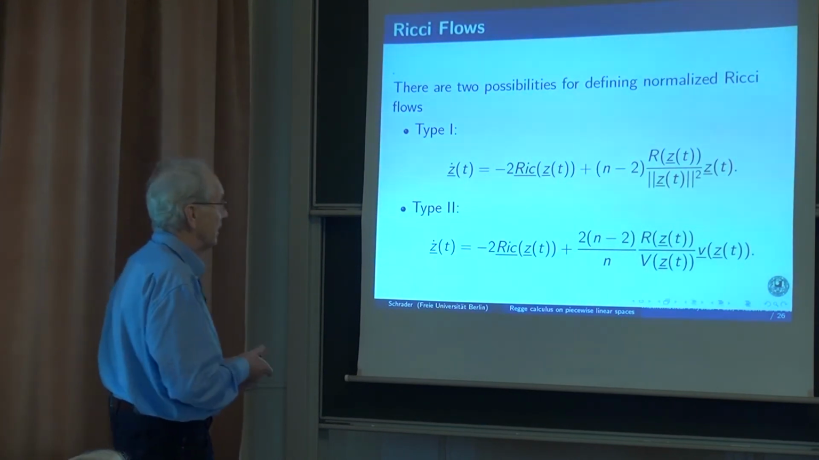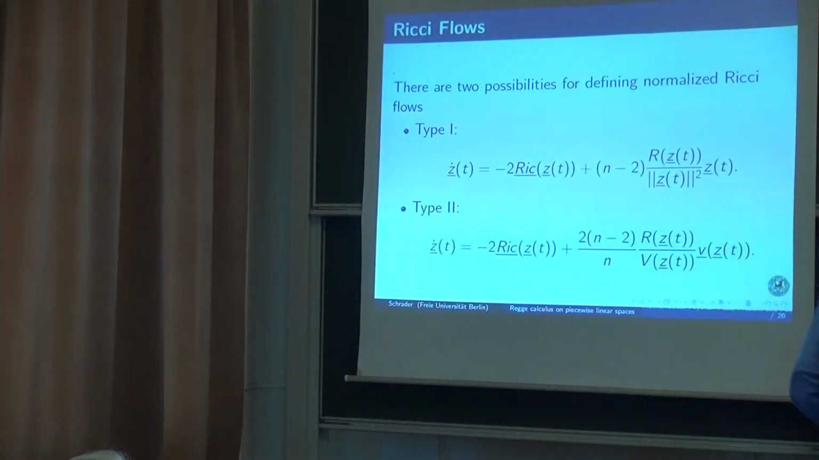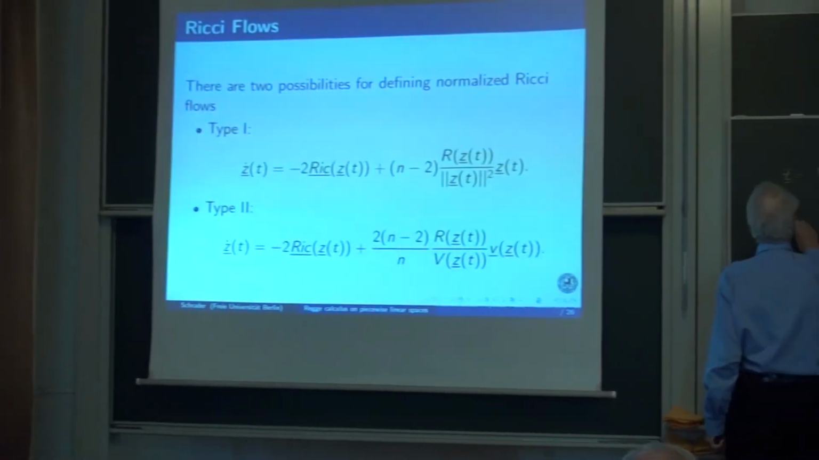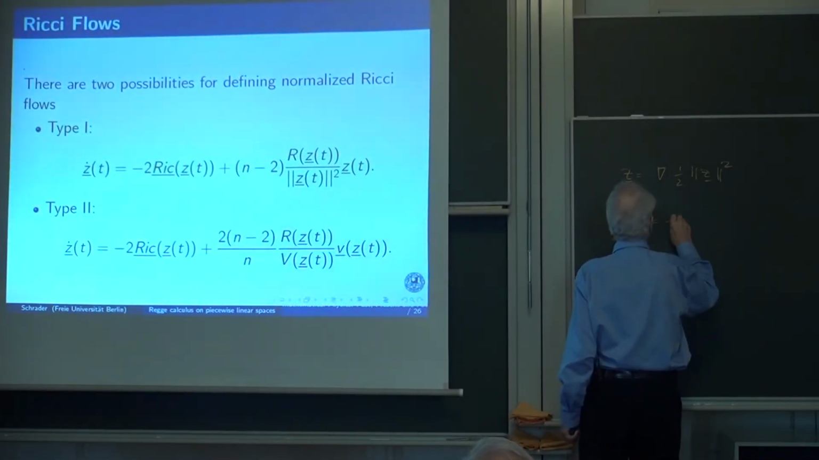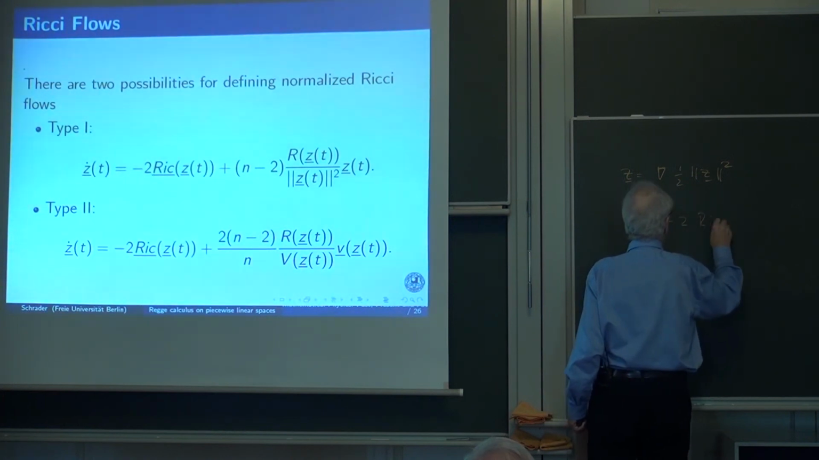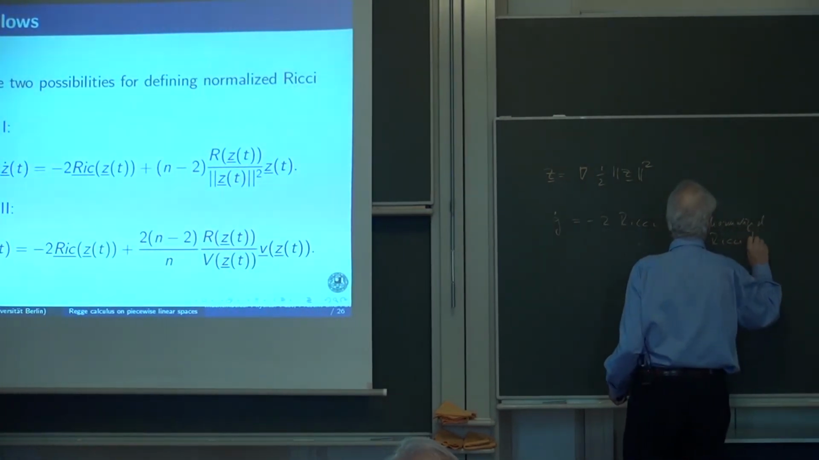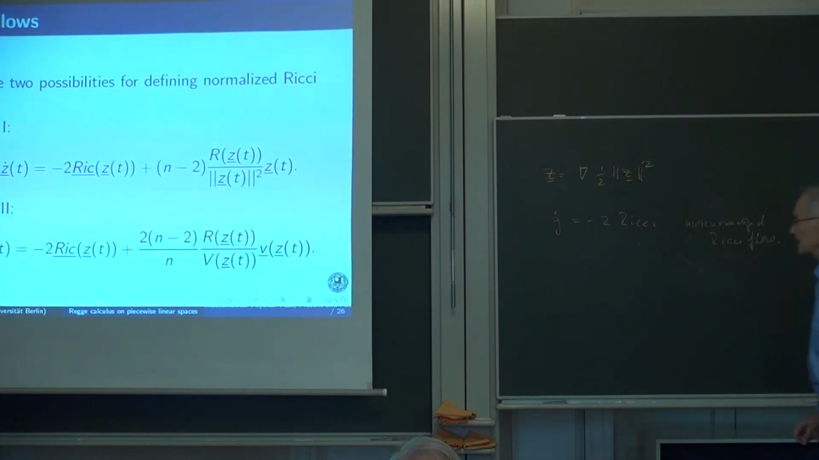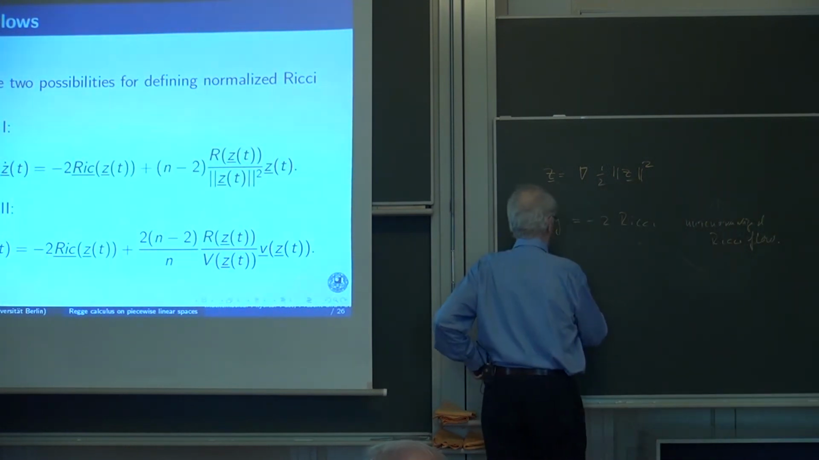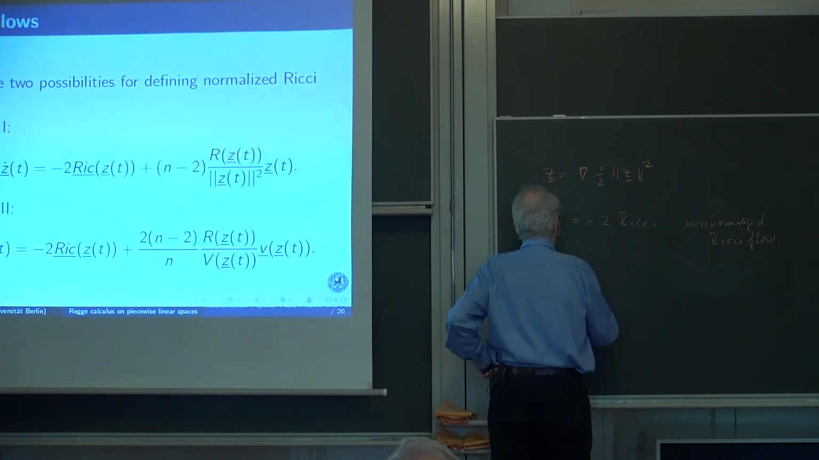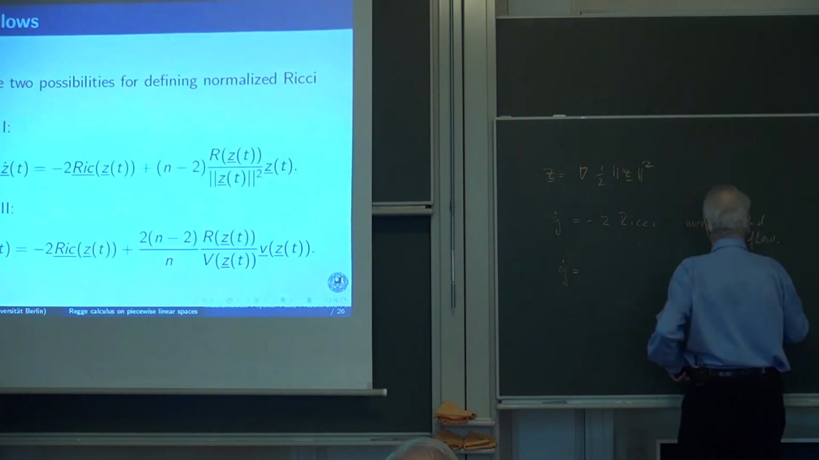There's a Ricci flow of the first type. So let me recall what the Ricci flow is in the usual context. G dot, the metric tensor, is minus 2 Ricci tensor. This is called the unrenormalized Ricci flow. This is not of particular interest, it seems, to the experts, but there is a version which is different and which is called the normalized Ricci flow.